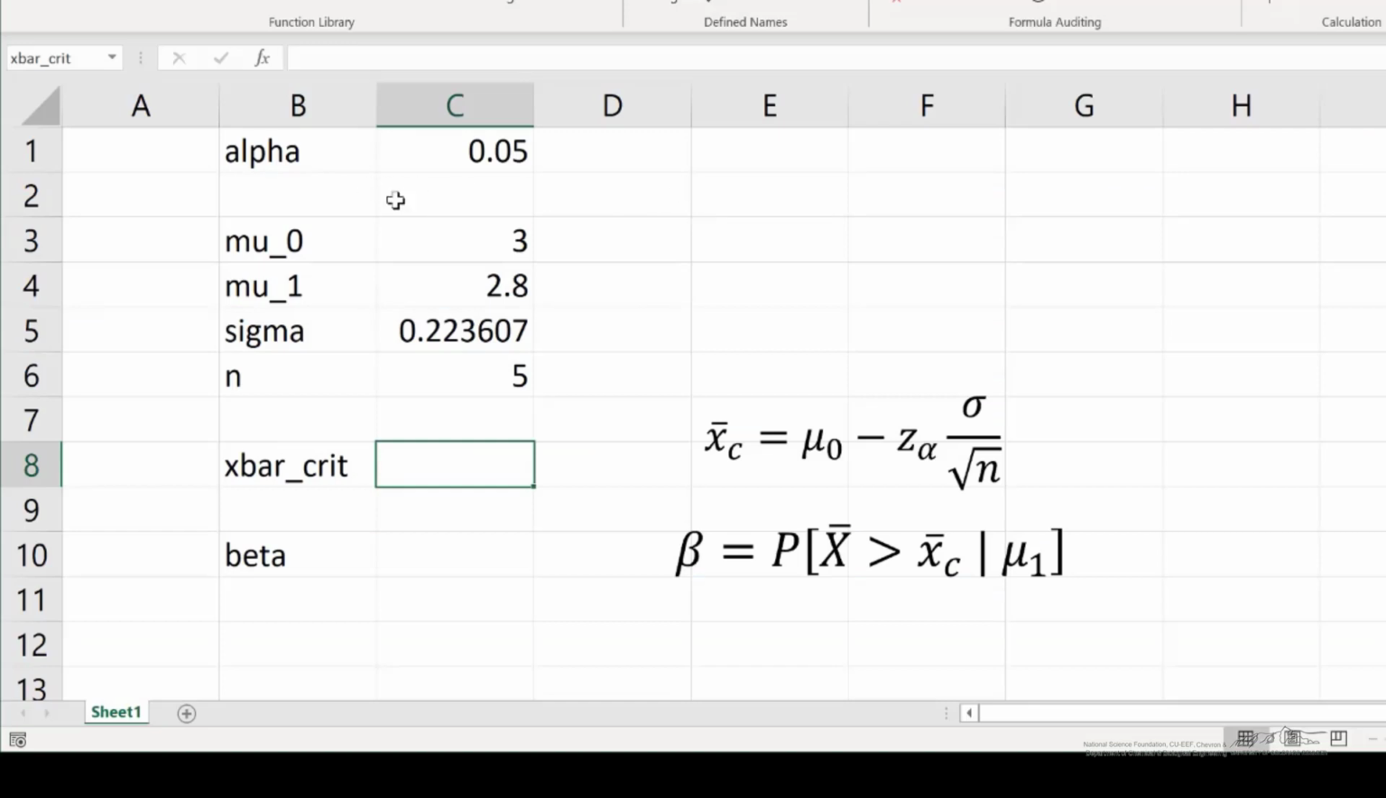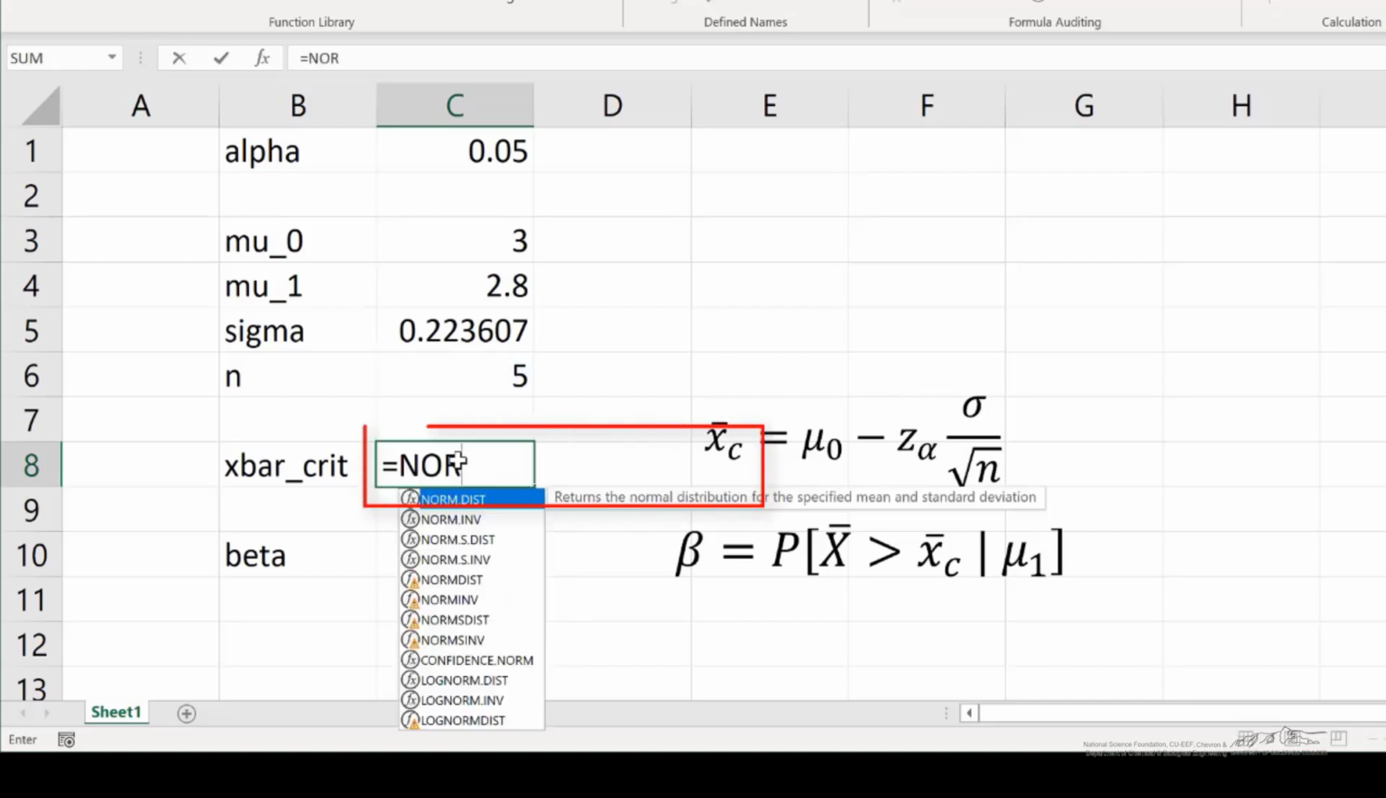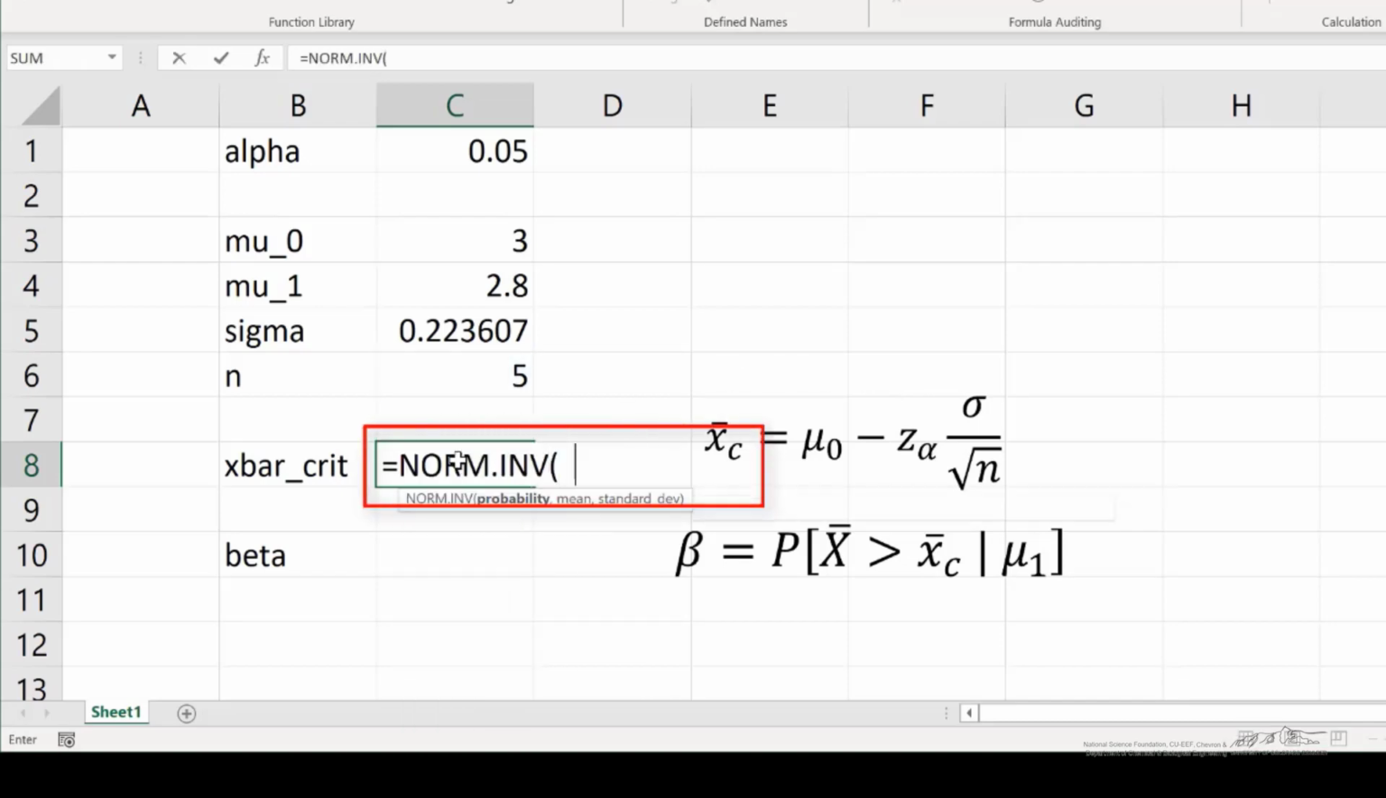So let's go ahead and solve this in Excel. We can either use the norm.inv function, or we can use this formula here where we standardize. We use the percentage points z alpha of the standard normal distribution. I'm going to go ahead and use the norm.inv function. We're going to put alpha into the left tail. This would be different if you were doing a right-tailed test.